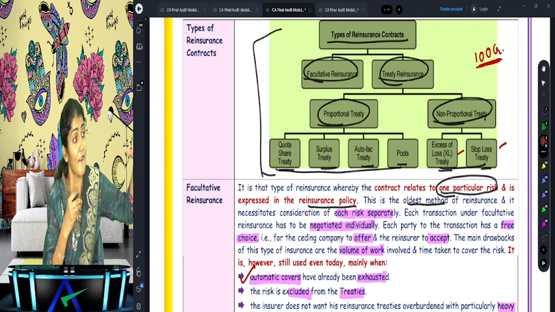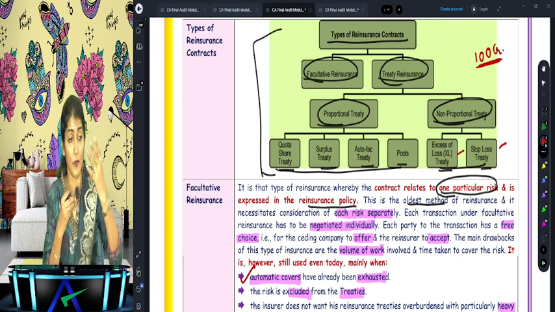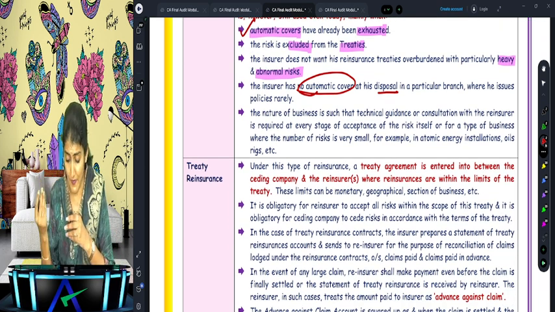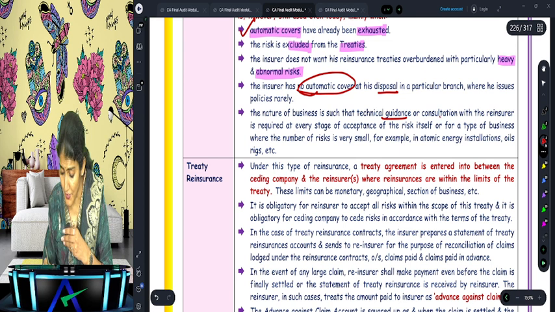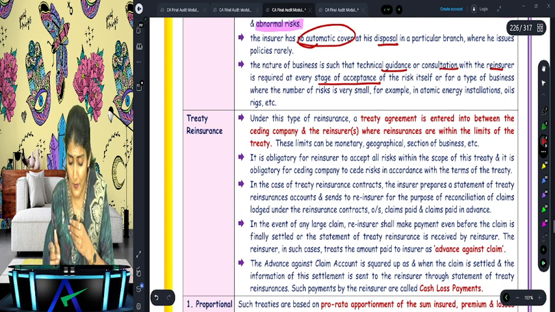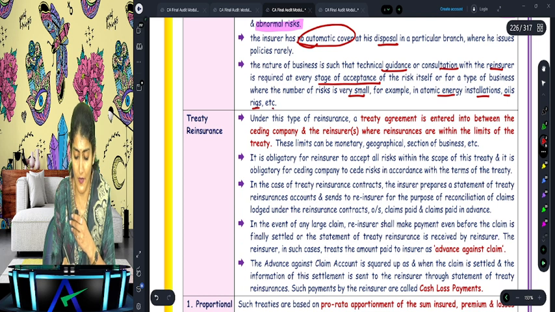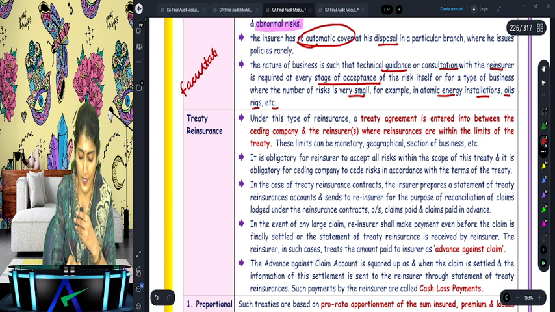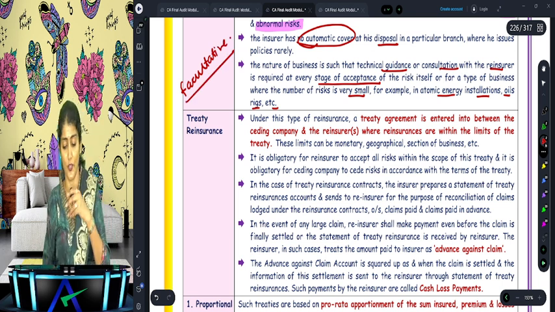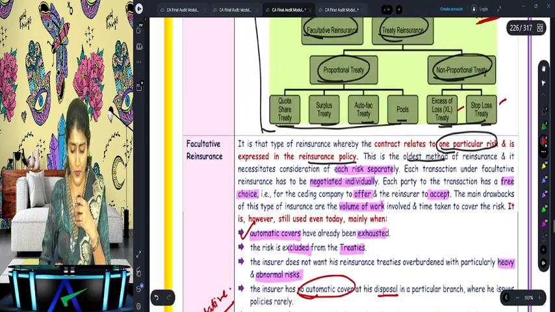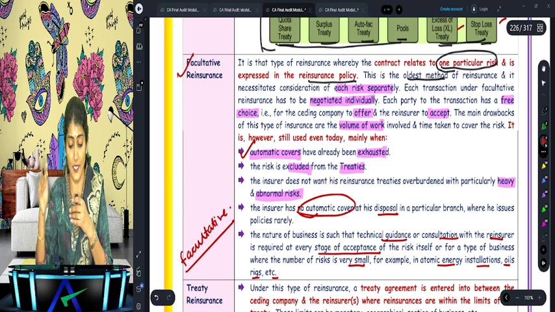Now you go for the facultative reinsurance, where the automatic cover is already exhausted or where there is no automatic cover at his disposal. And the nature of business is such that technical guidance or consultation with the reinsurer is required at every stage of acceptance of the risk, or for a type of business where the number of risks is very small. For example, in the atomic energy installation, the oil rigs, etc. So there, what type of reinsurance do they go for? They go for the facultative reinsurance, right? Is it clear to everyone? Right, so that's regarding the facultative reinsurance.